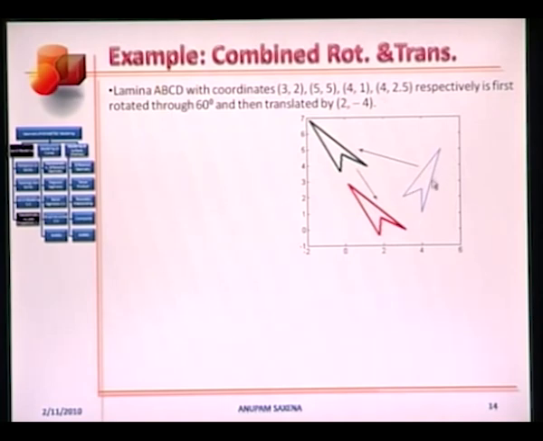The lamina in blue is in its original position. This is rotated about the origin by an angle of 60 degrees to the green position here, and then translated by the vector (2, -4) to the red position here. Note the average position of this red lamina, somewhere around the x coordinate of 2 and y coordinate of 1.